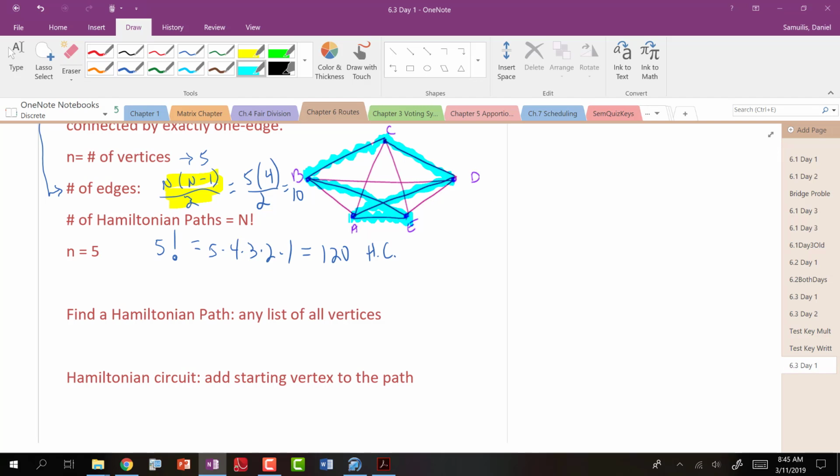We could have started from E, and that's said to be a different Hamiltonian circuit because you started somewhere different. And that's the idea behind this. That's what it means about different Hamiltonian paths or circuits. Depending where you start and what vertices you use next, that's why there's so many possibilities. And I could have listed those, but I didn't, for time's sake.